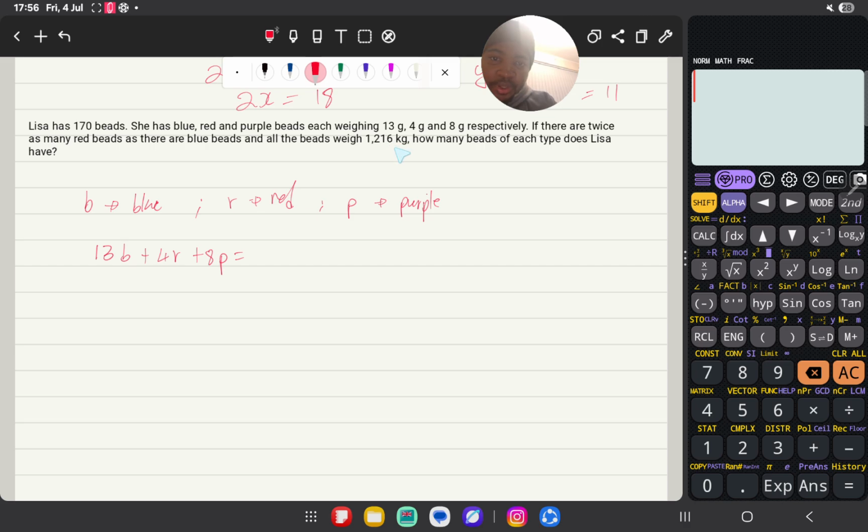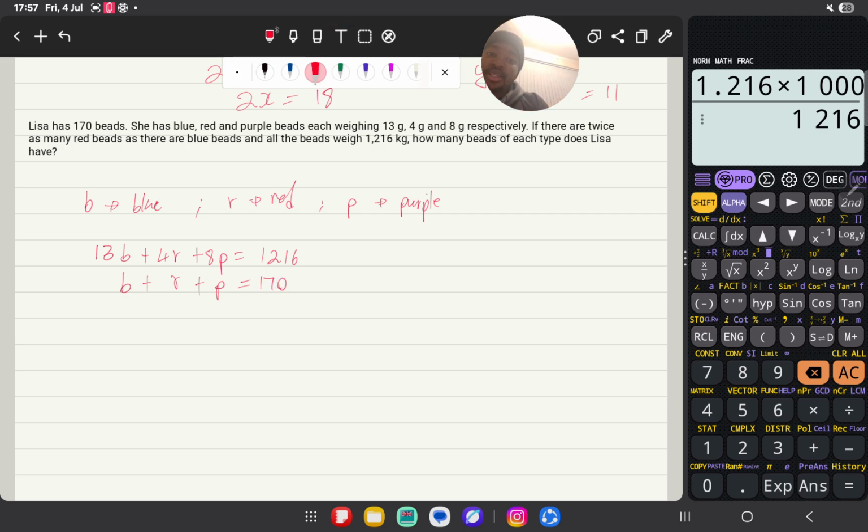And then I want to convert this into grams. So we have 1.216. To convert it into grams from kilograms, you multiply by 1,000 and you get exactly the number there. So it's 1,216 grams. This is what they are telling us. And then we have B plus R plus P equals 170.